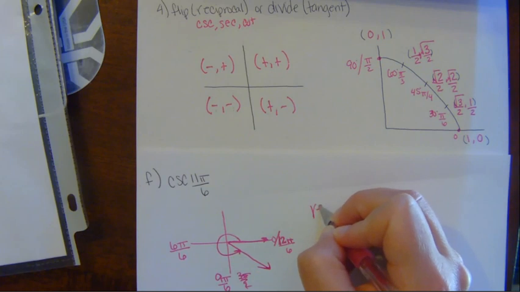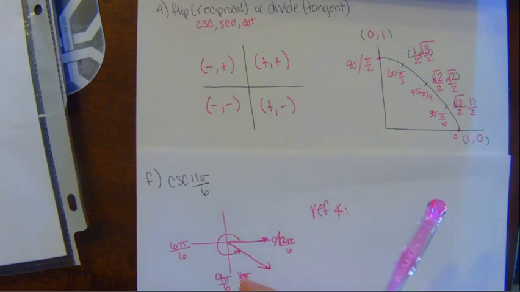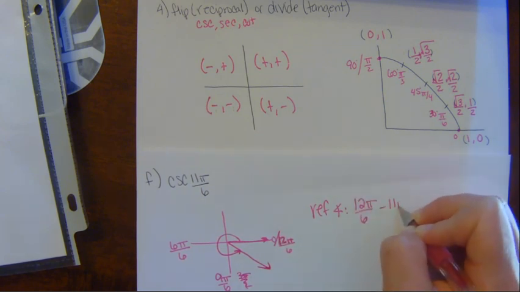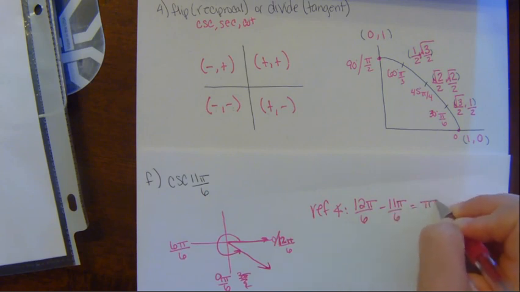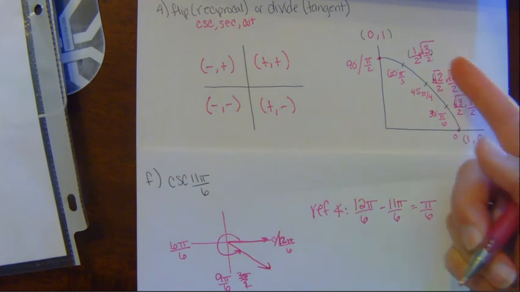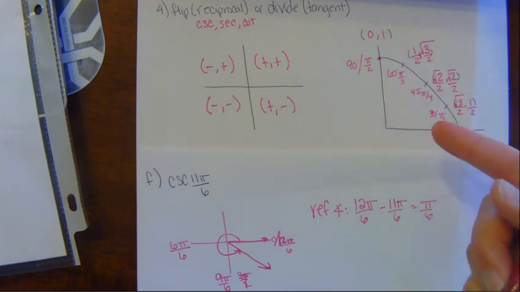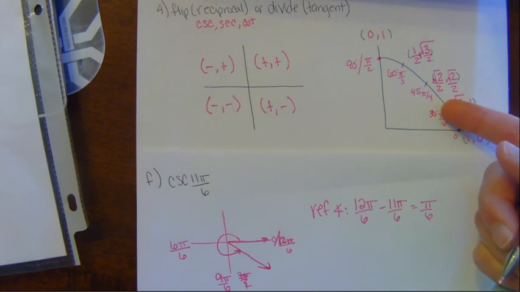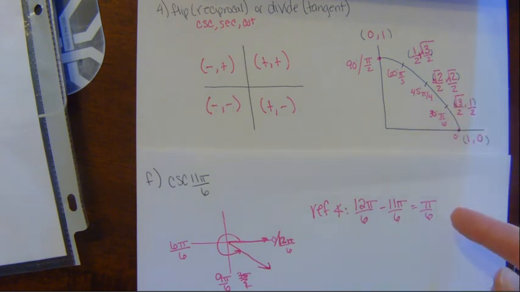So if I want to find that reference angle, how far away am I? If this is 11 pi over 6 and I need to get to 12 pi over 6, we're 1 pi over 6 away. So we can do that: 12 pi over 6 minus 11 pi over 6 is pi over 6. And there we are. We're getting one of those reference angles from my chart because we did it right. Right? It's either going to be on your chart, a quadrantal angle, or you're wrong.